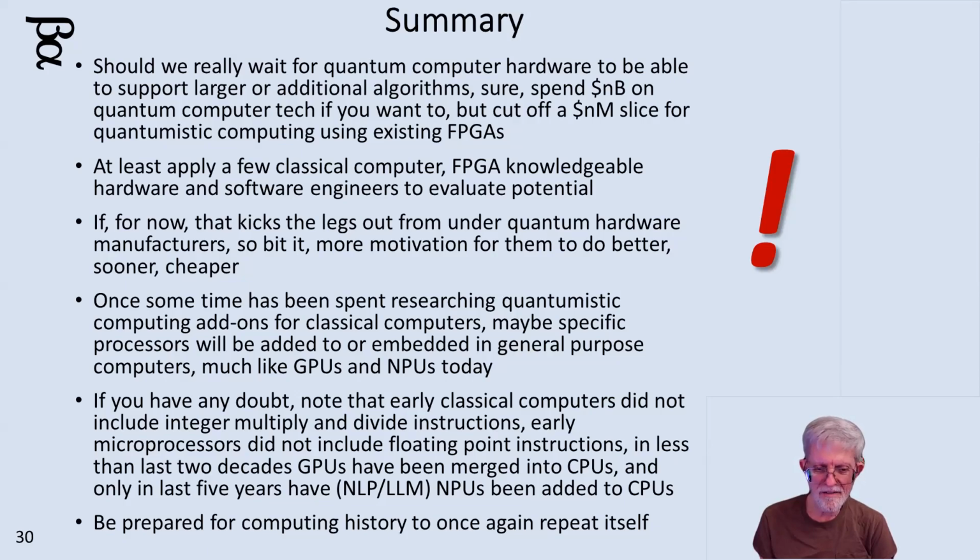I remember back that early computers didn't have integer multiply and divide instructions, didn't have floating point instructions, didn't have trigonometry tables. Nowadays, all the trig values are just hard-coded into tables. The CUDA cores of GPUs are now merged into the CPU chip, and natural language processing NPUs are either on the motherboard or in the CPU chip. Computing history optimizes things, so just be prepared to repeat itself again.